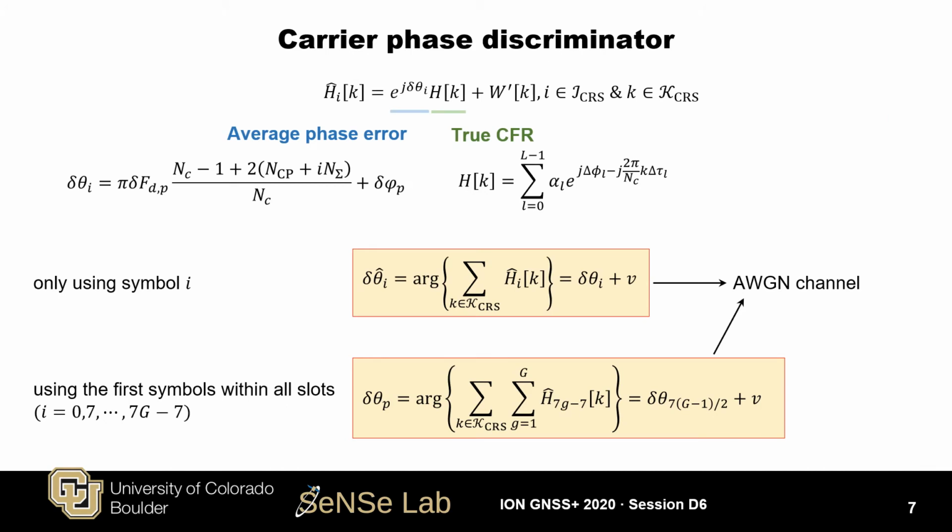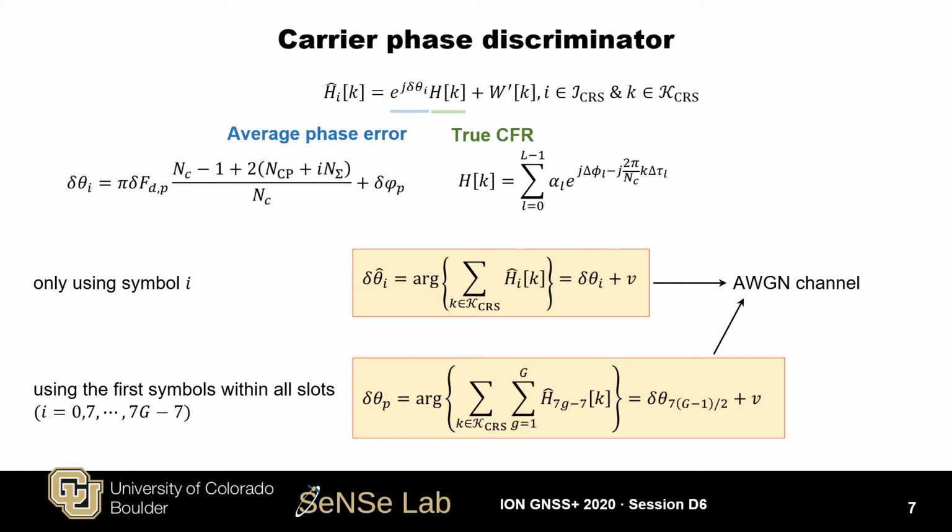Here I directly show the equation for the CFR estimation. The detailed derivation can be found in our full paper. The CFR estimation equals the multiplication between the exponential function of the average phase error and the true CFR, except for the noise term. Thus, the carrier phase error can be measured as the phase information in the summation of the CFR estimations at all subcarriers transmitting the CRS.